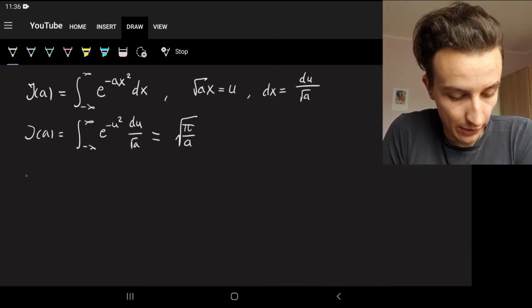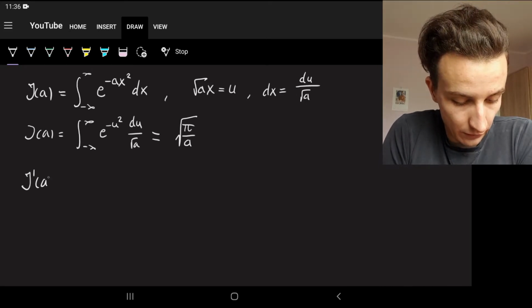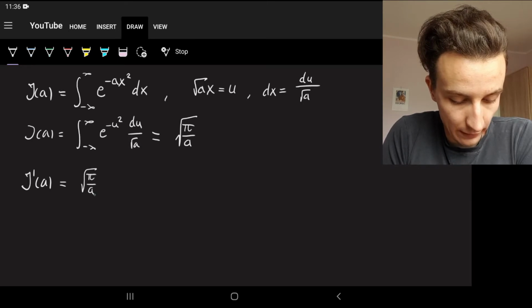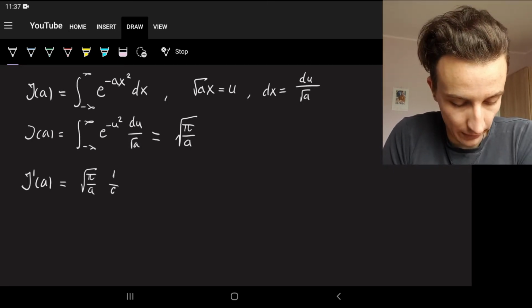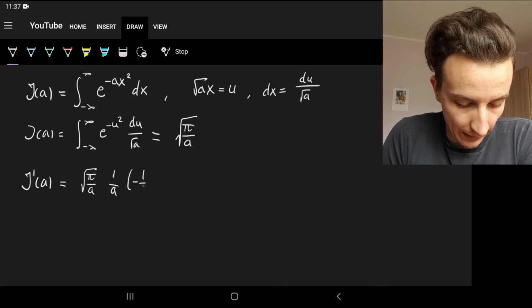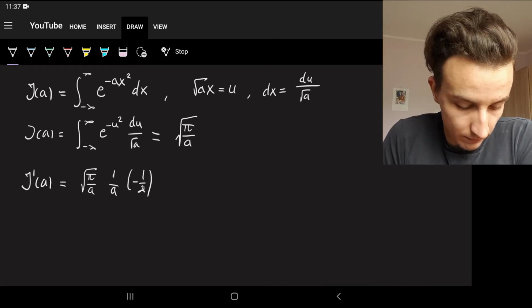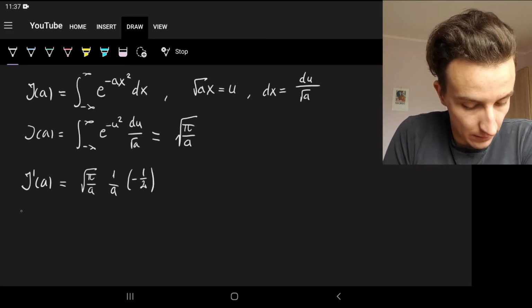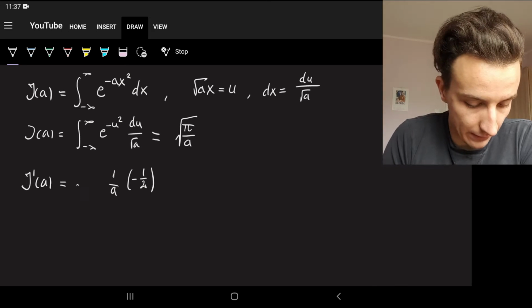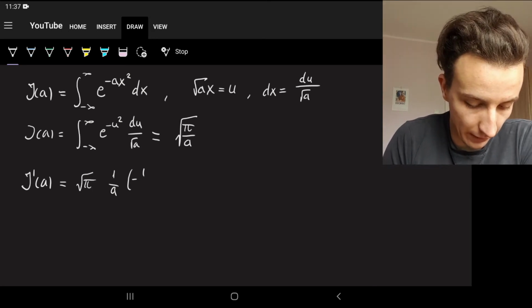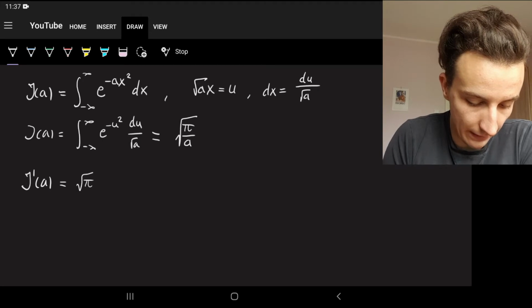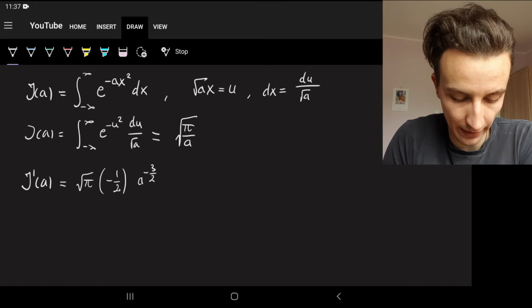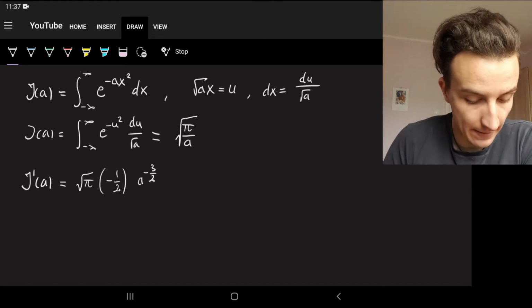And we can differentiate J of a then. So the first derivative of J of a is square root of pi over a, and then we get another factor of 1 over a with a minus 1/2 in front. Like that. Maybe I can write it in a nicer way. Let's write it as square root of pi here, and then that's minus 1/2 times a to the minus 3/2. That one makes more sense.